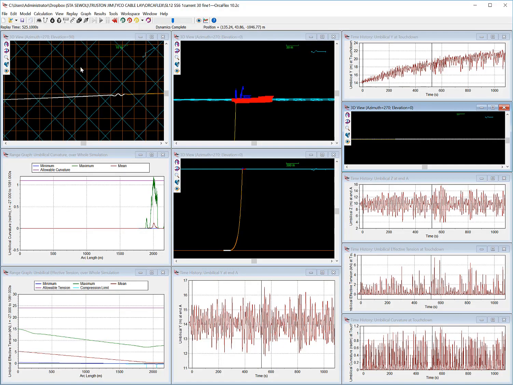This shows a simulation of approximately the SL12 cable hanging from this vessel, which is roughly the right size, used on another project a few years ago. And this is a plan view looking down at a section on the seabed.